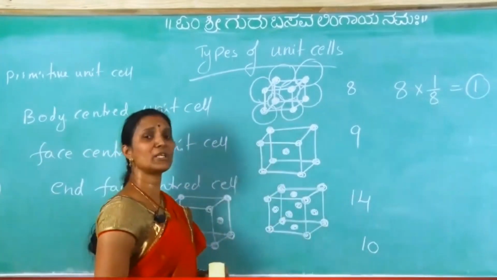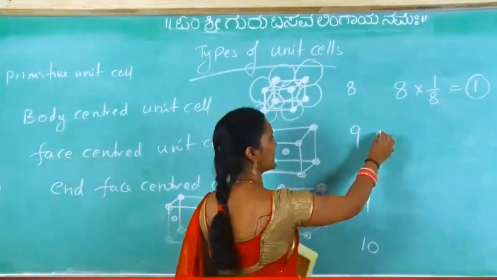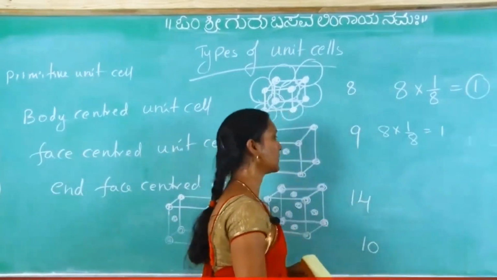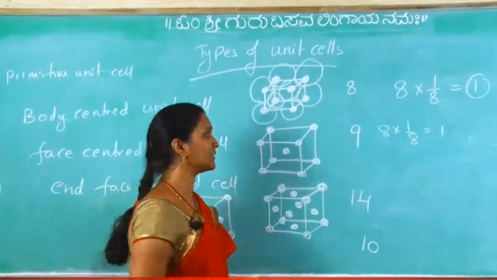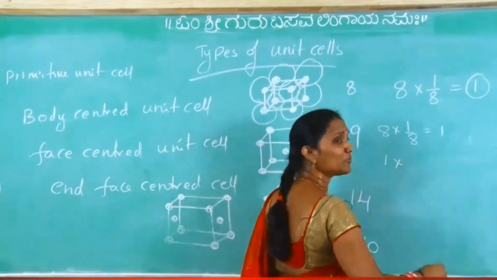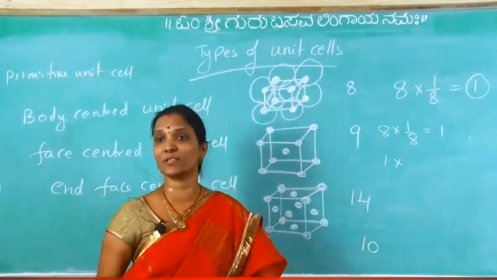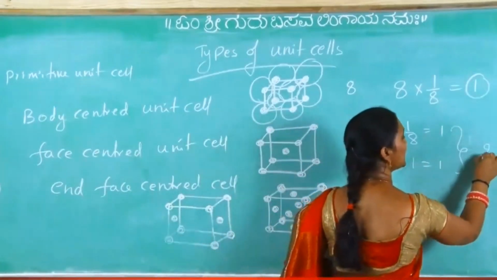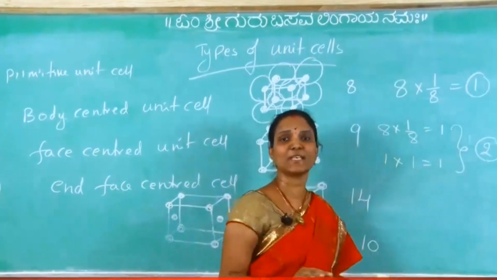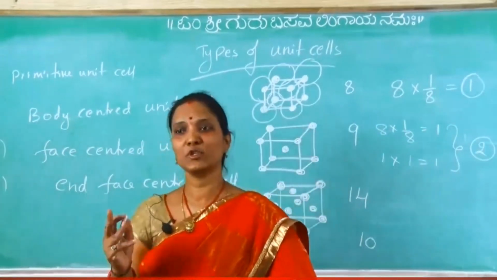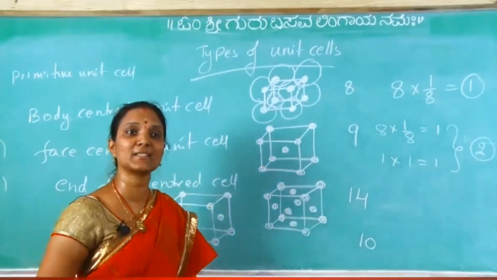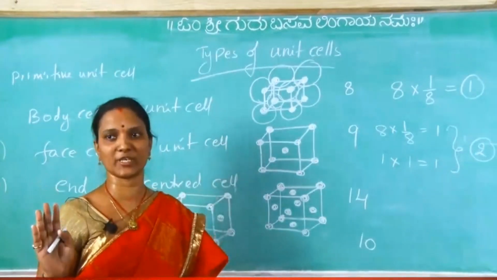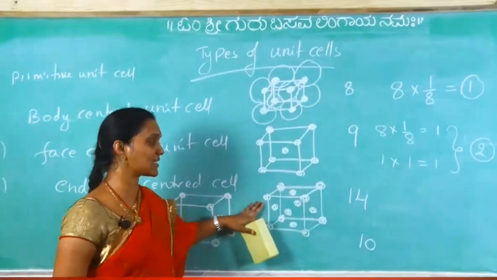In BCC, how many particles? 8 corners. 8 into 1 by 8, 1. Okay. 1 in body center. 1 into contribution. Body center contribution 1. 1 into 1, 1. Total how many particles are there? 2 particles. So in BCC number of particles are 2. In primitive number of particles are 1. How to calculate? Based on positions and contribution. Okay. Now in FCC, now you try.